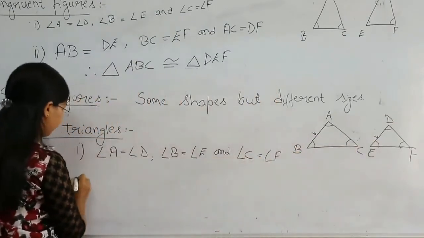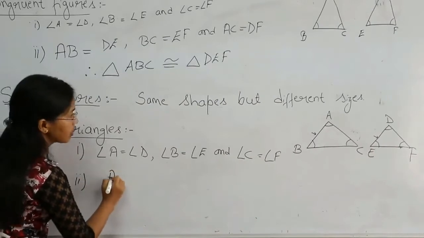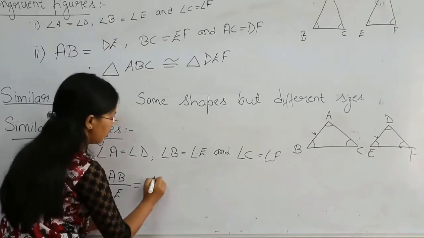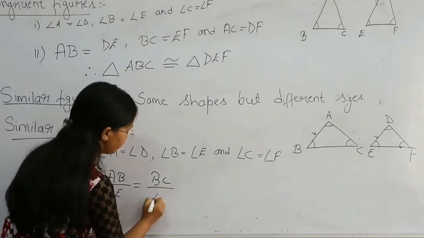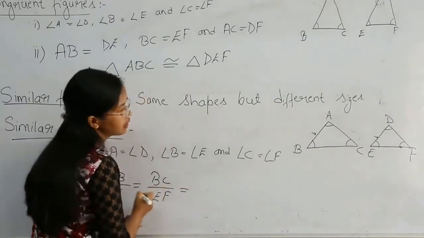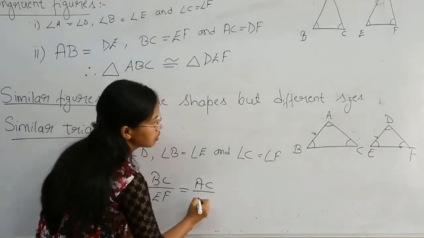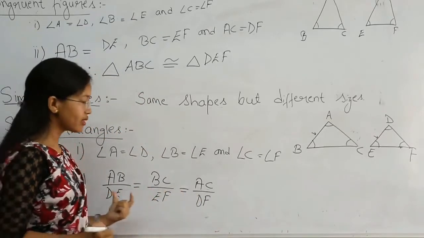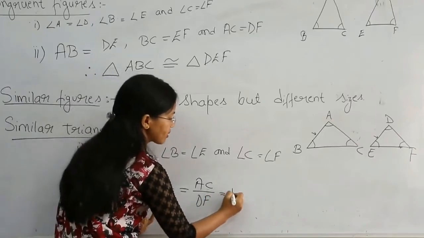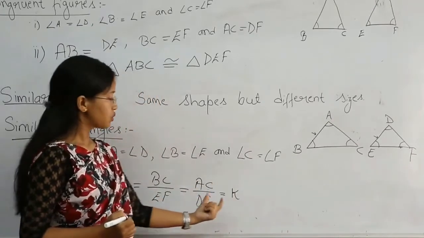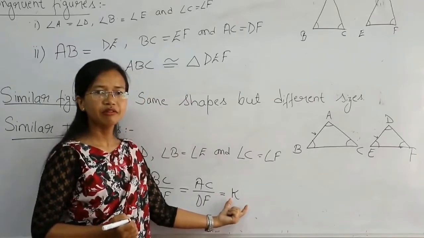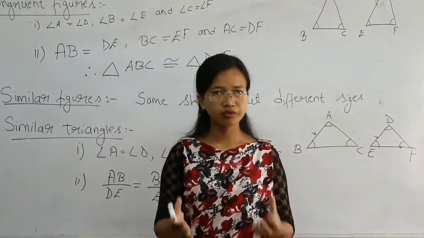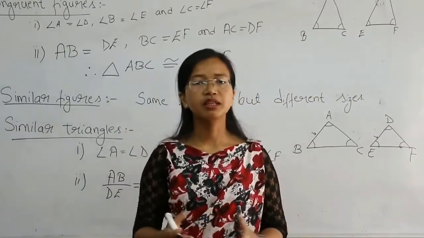So we must have AB by DE is equal to BC by EF and AC by DF. The ratio of their corresponding sides are equal. All these are equal to one common value, let's say K. So this K here is called the scale factor. Alright? So now I believe you have understood the meaning of congruent figures, similar figures and similar triangles.